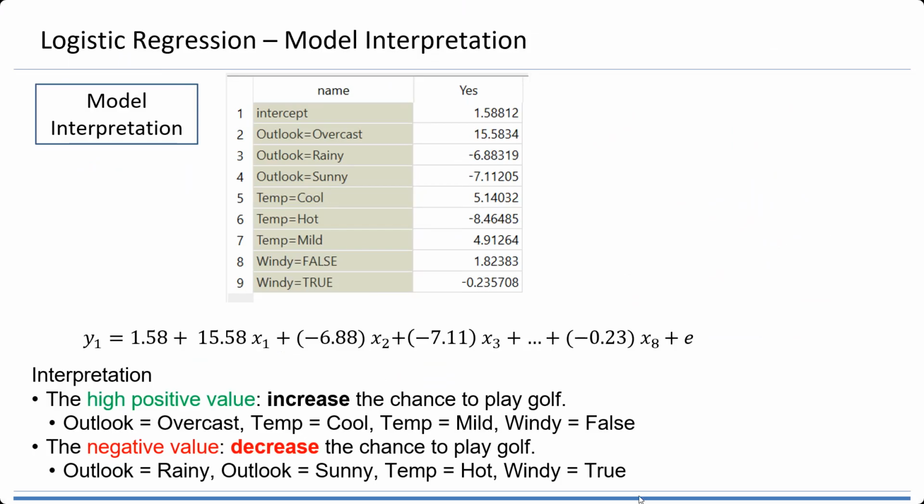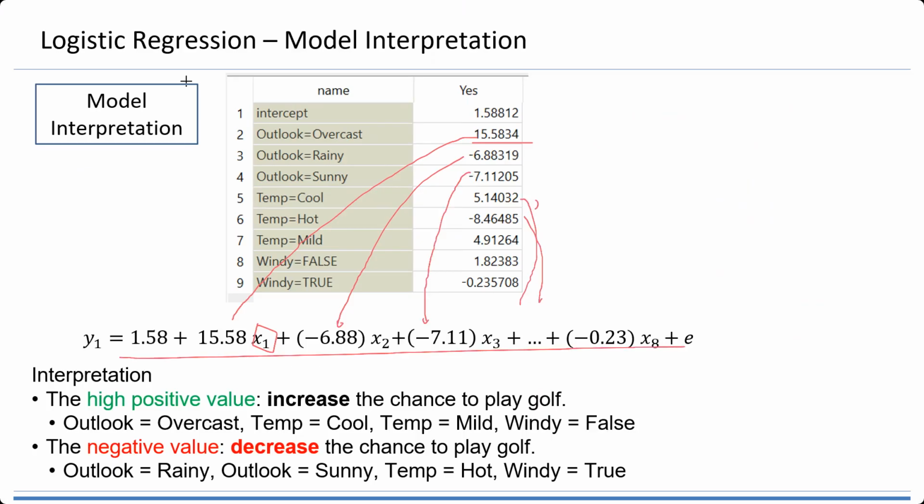How to interpret this model? We have the intercept 1.58. If the outlook equals overcast, then we have 15.58, so 15.58 multiplied by x1. If it is rainy, then we have this value. If we have sunny, we have this one. If we have cool, and so on, then we can have this formula.